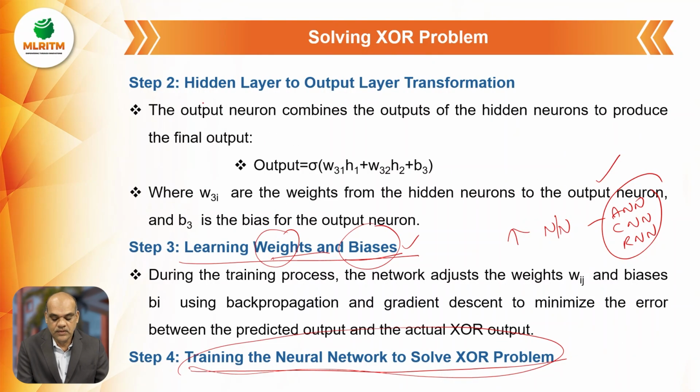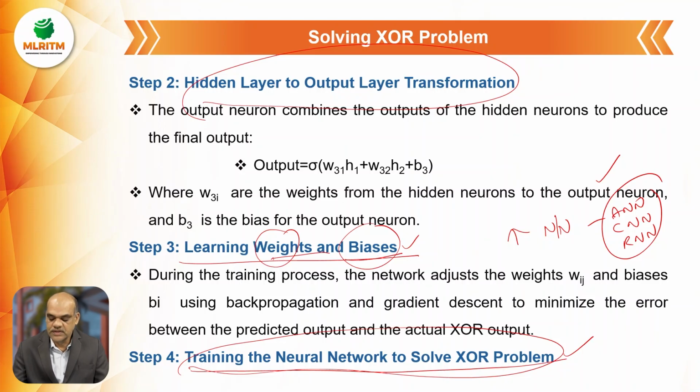Second step, how the hidden layer will be transformed into the output layer. And the third step, how the weights and biases are used to learn the features. And in the fourth step, the training will be done. Once the training is done, the model is ready to extract the features from the input. So we'll try to provide multiple combinations of inputs.